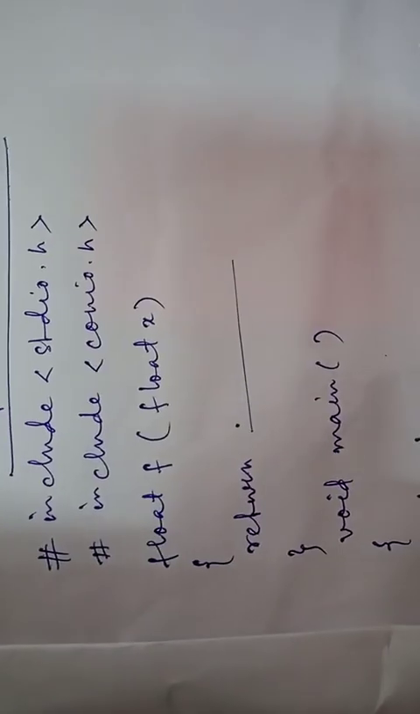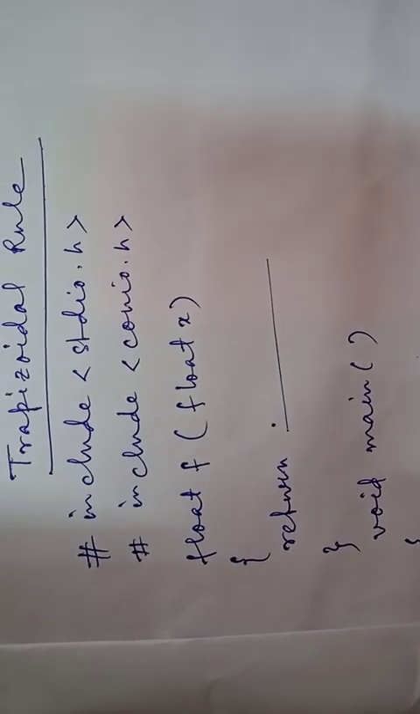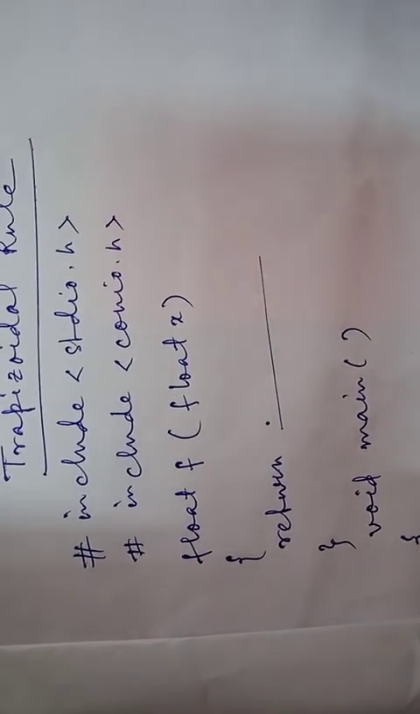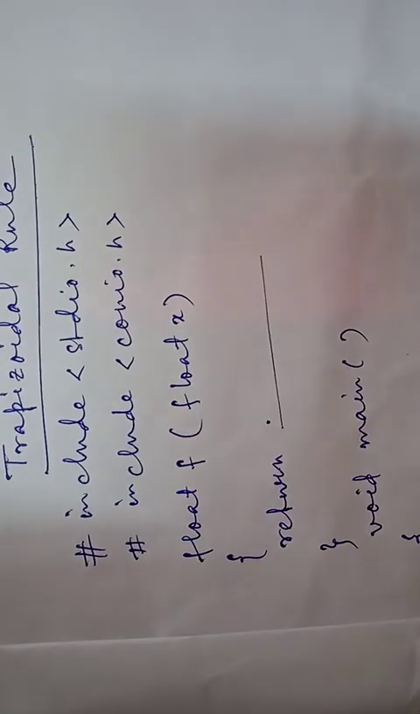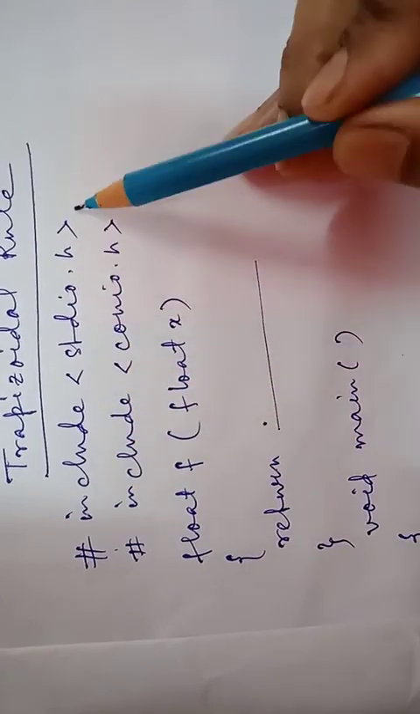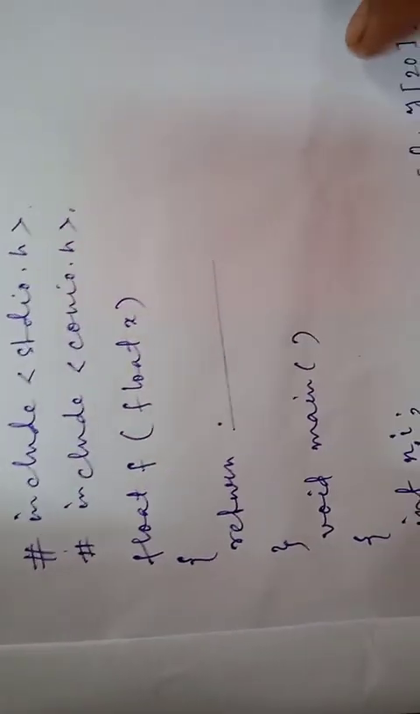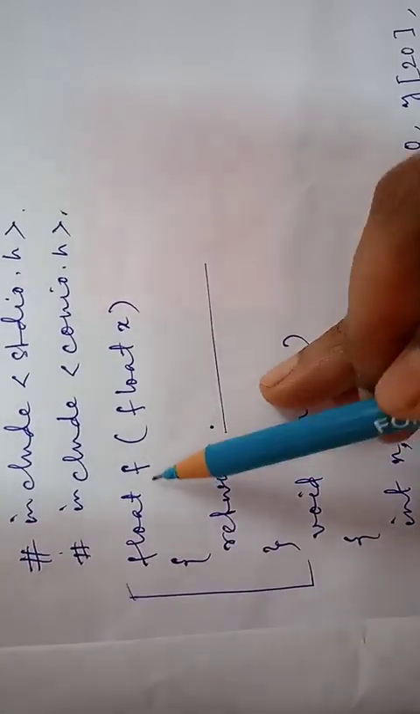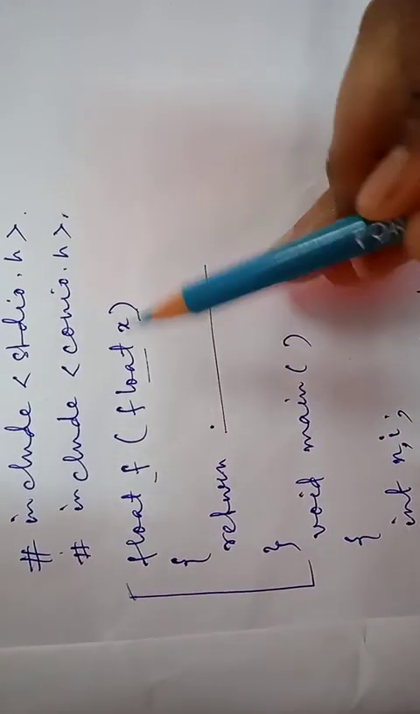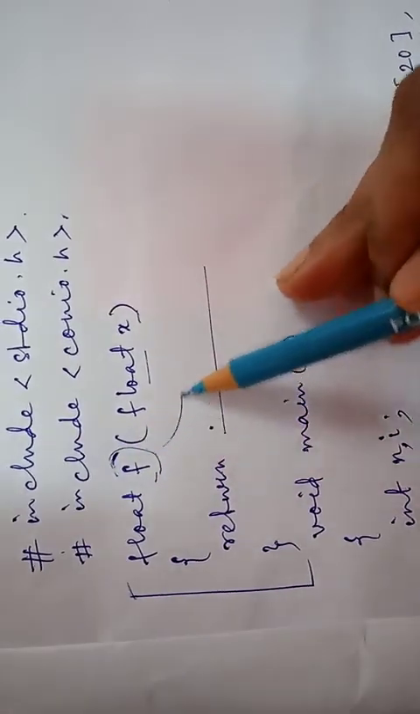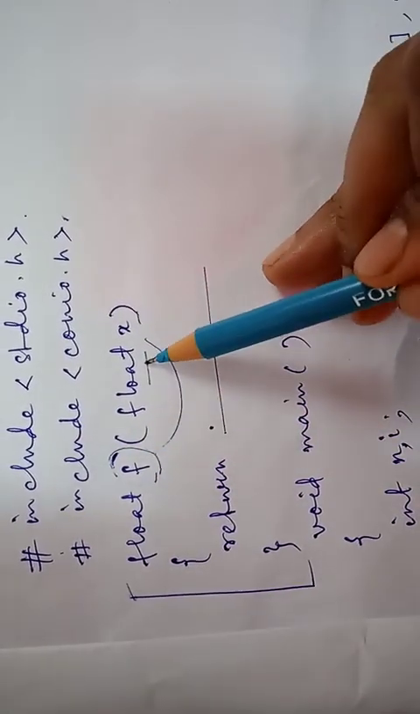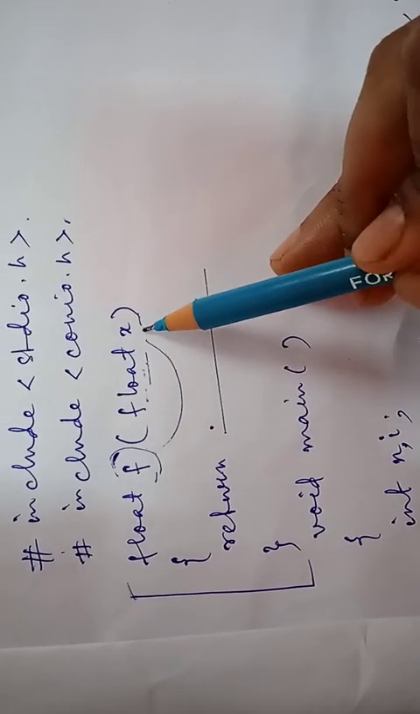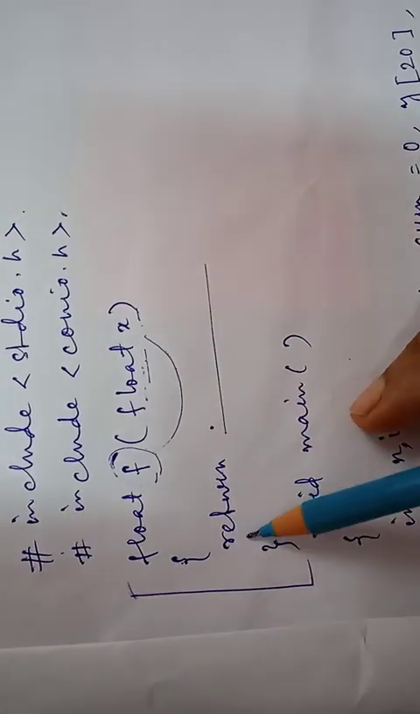So we are starting with that code. #include <stdio.h>, #include <conio.h>. Then we are taking the function like this procedure: float f(float x). That means for the f function, its variable is another variable, which is float x. Opening bracket, return.